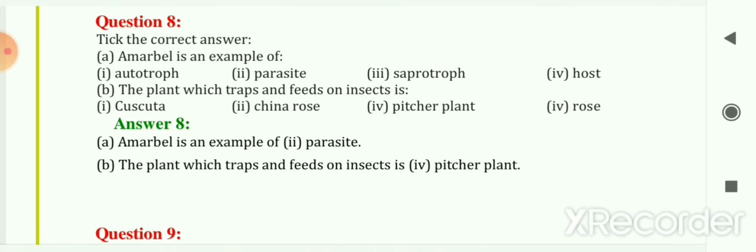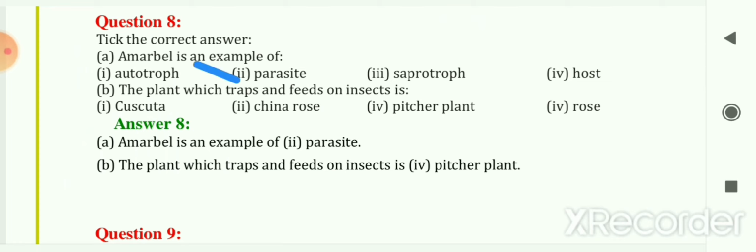The next question 8 is choose the correct answer. So first in that is Amarbel is the example of blank. In that option A, autotroph, B, parasite, C, saprotroph and D, host. So Amarbel is an example of parasite. So answer will be parasite.